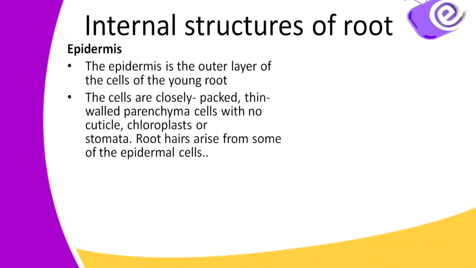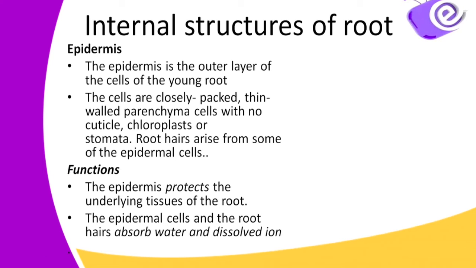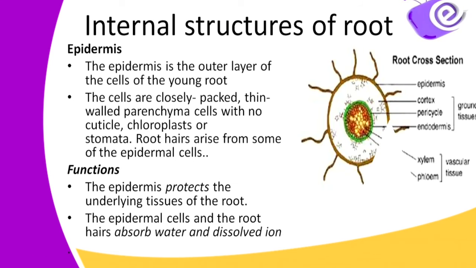So let us look at each structure of the root, the internal structure that is. The first structure, the outermost structure, is what we call the epidermis. You can look at the diagram and locate where the epidermis is. It's just next after the root hairs. This is the outer layer of cells of a young root. The cells are closely packed, thin-walled parenchyma cells with no cuticles, chloroplasts, or stomata. The root hairs arise from some of the epidermal cells.